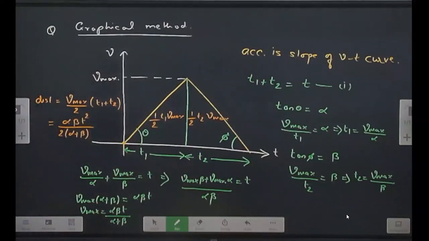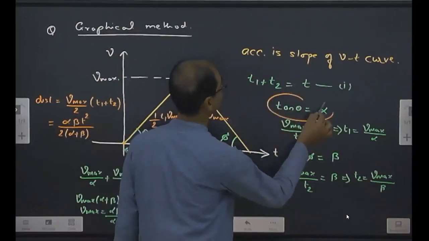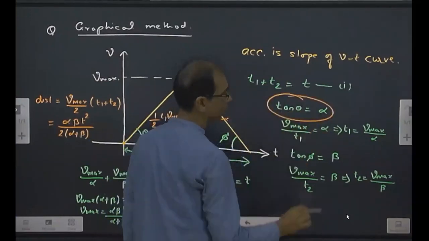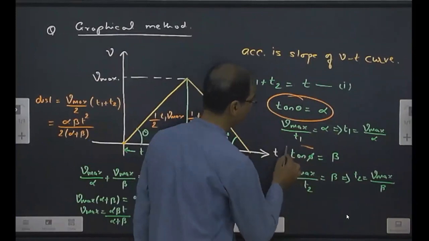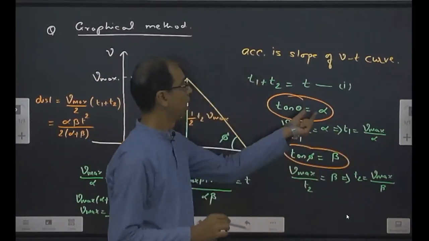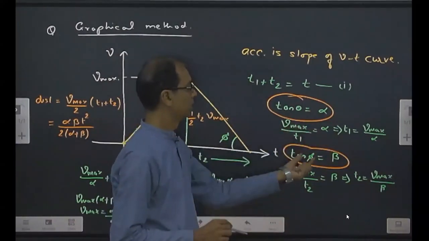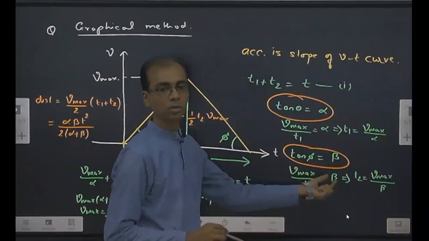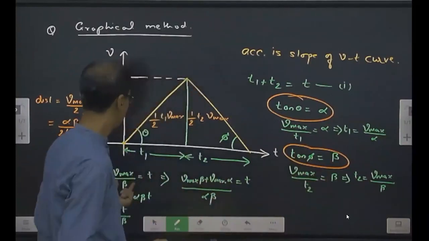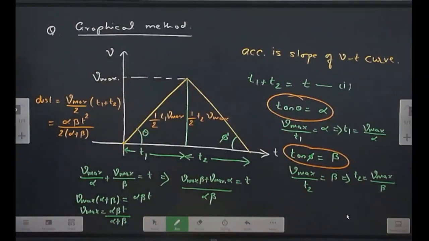Yes, so this is the simpler method. I did all this because I had to explain it to you. But if you know this, I won't be writing all this. Tan theta equal to alpha, tan phi equal to beta. Directly I'll write alpha equal to V max by T1, so T1 equal to this. Beta equal to V max by T2, so T2 equal to this, and directly I'll put it in and get the answer. So note that one. This is the graphical method.